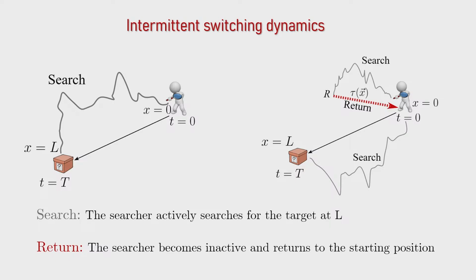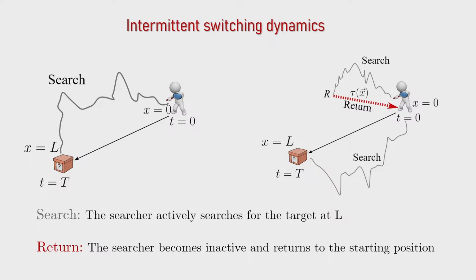So let me first elaborate what it is all about. Take the same search problem. Now the searcher moves in a stochastic fashion, not in a deterministic fashion. Starts from here, moves in a random fashion, and locates the target here. These trajectories are very good. It is finding the target in a finite time, no problem.